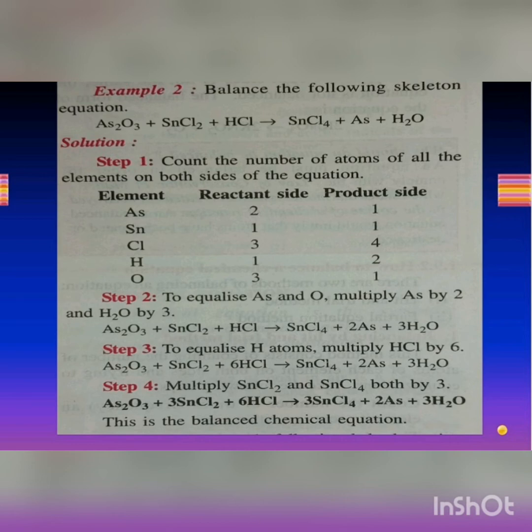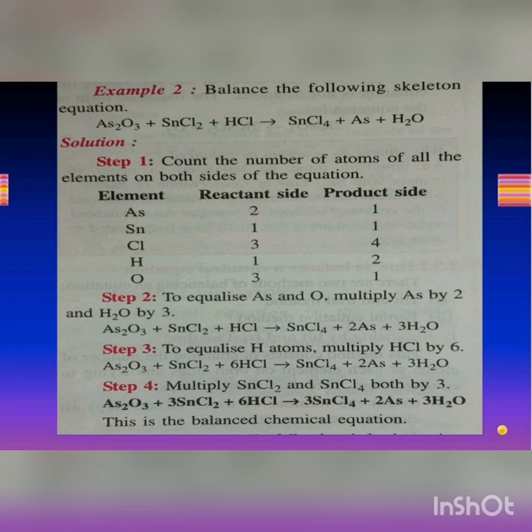The next step, we will need to equalize hydrogen atoms. Now to equalize hydrogen atoms, we see because we added 3 in front of H2O, H has become 6. So naturally we have to make hydrogen 6 on the left hand side as well. So to balance out hydrogen here, we are going to multiply HCl with the coefficient 6.